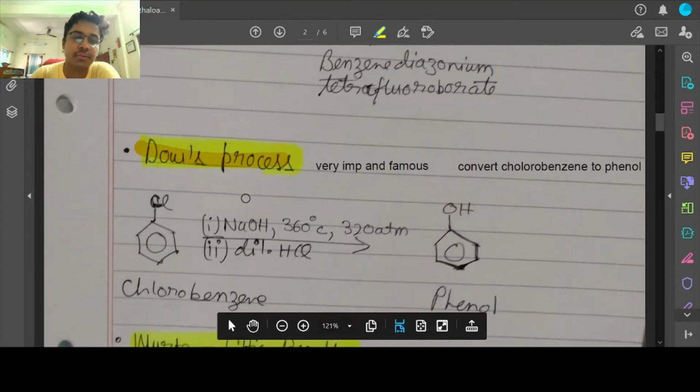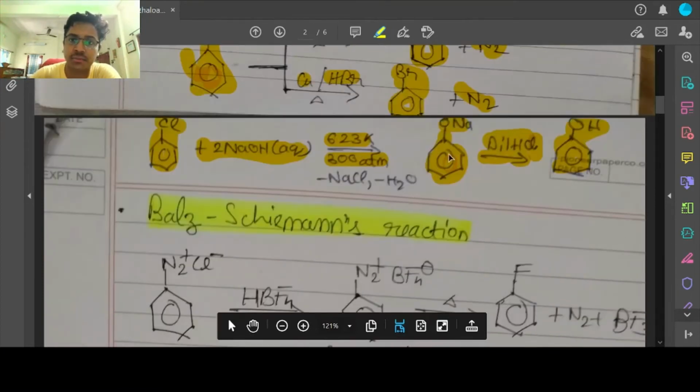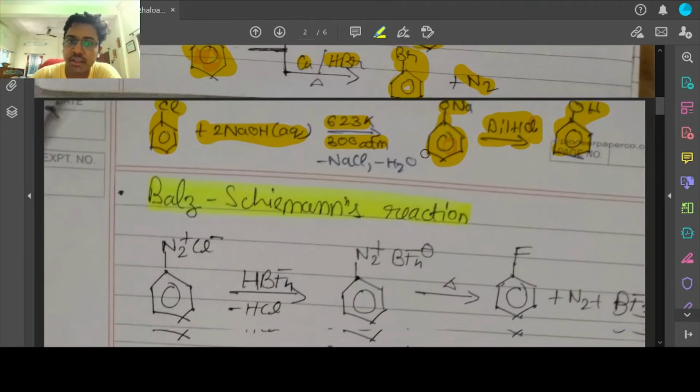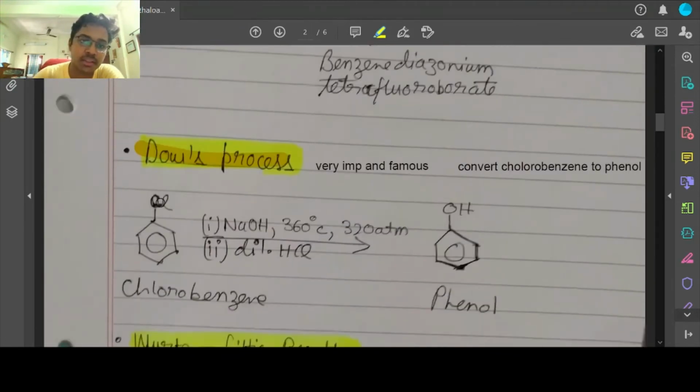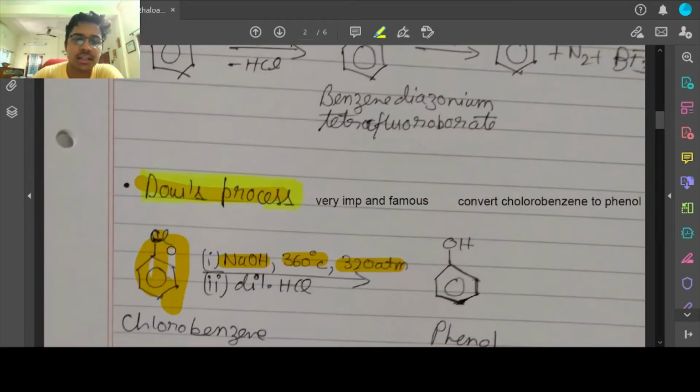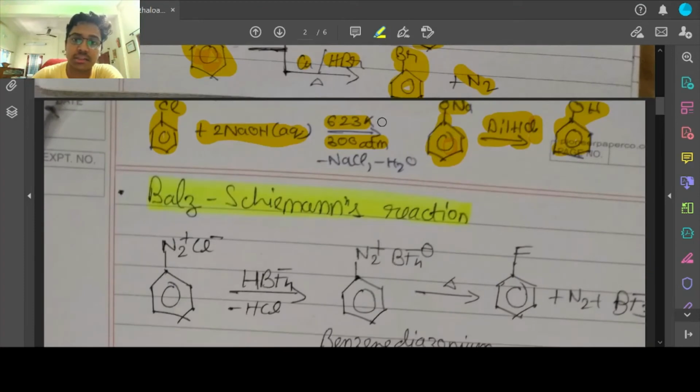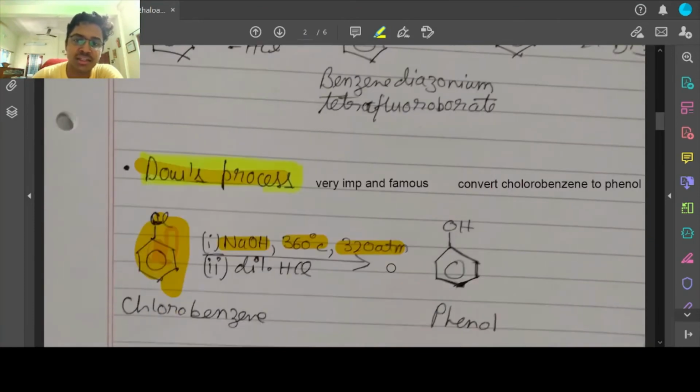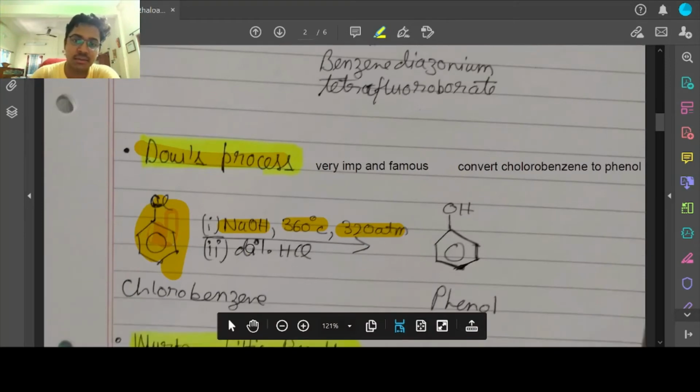And if you don't want to write this reaction intermediate, you can also do it by a direct process. This is chlorobenzene. So, dilute aqueous NaOH, say 360 degrees Celsius, 320 atm. You might ask that earlier I mentioned 623 Kelvin and 300 atm. So it has not varied much. 320 atm is also fine. Then dilute HCl. So you write both the steps in one arrow.